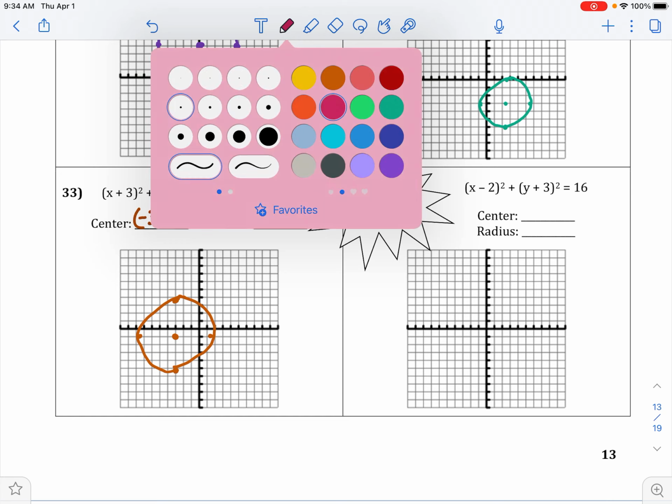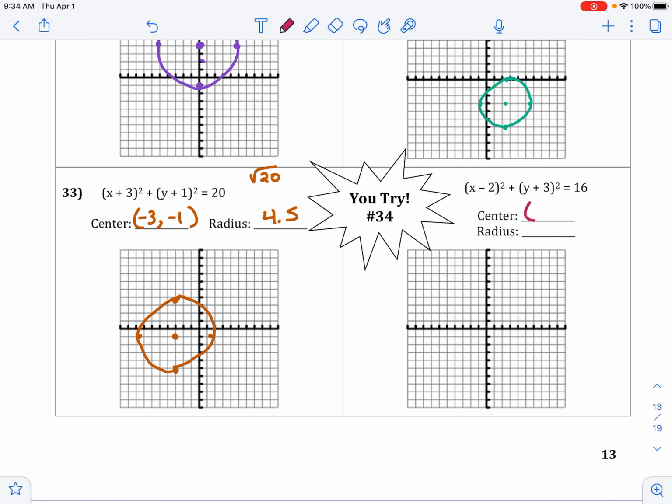So our center would be at positive 2, negative 3, and our radius would be 4, from the square root of 16. Okay, so now we can graph over 2 and down 3, and then 4 in all directions.